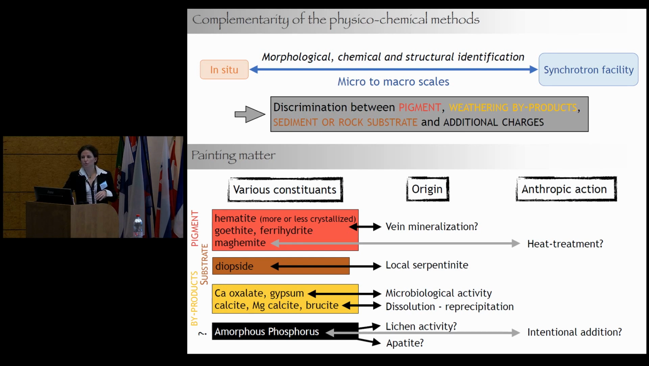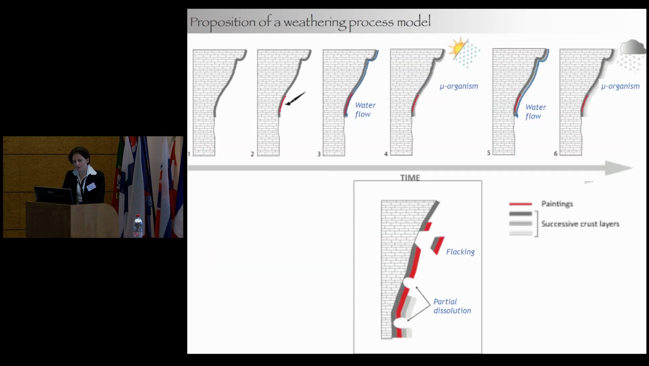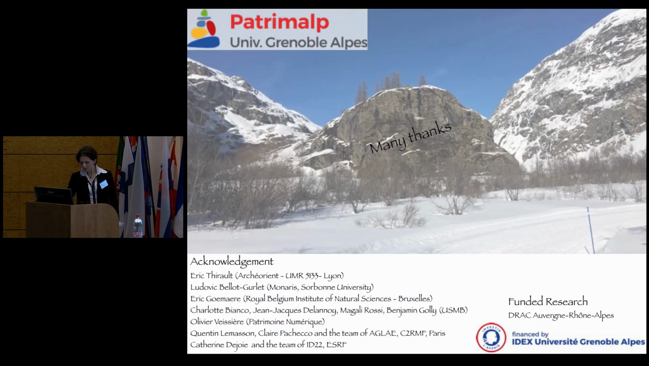We need to understand more about this amorphous phosphorus and understand if it's due to lichen activity, to the presence of apatite, and if it's coming from an additional intentional addition. I want to thank you for your attention.